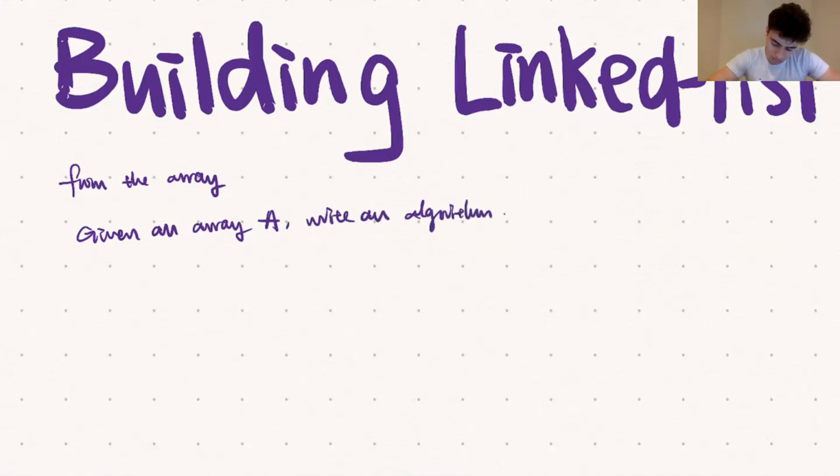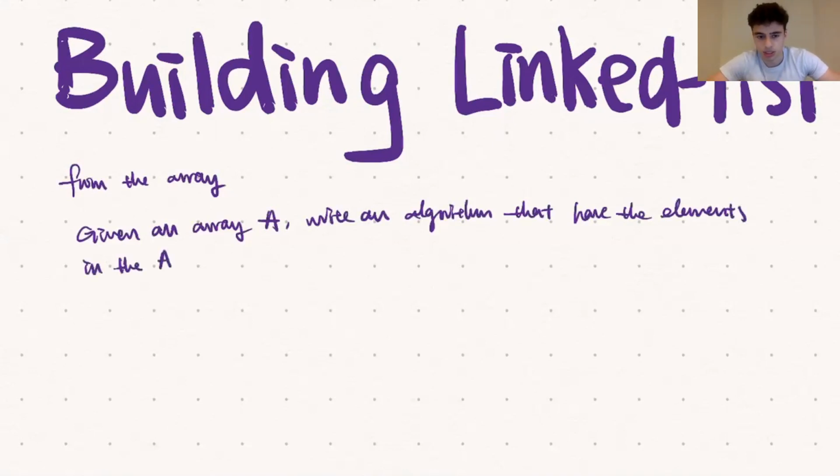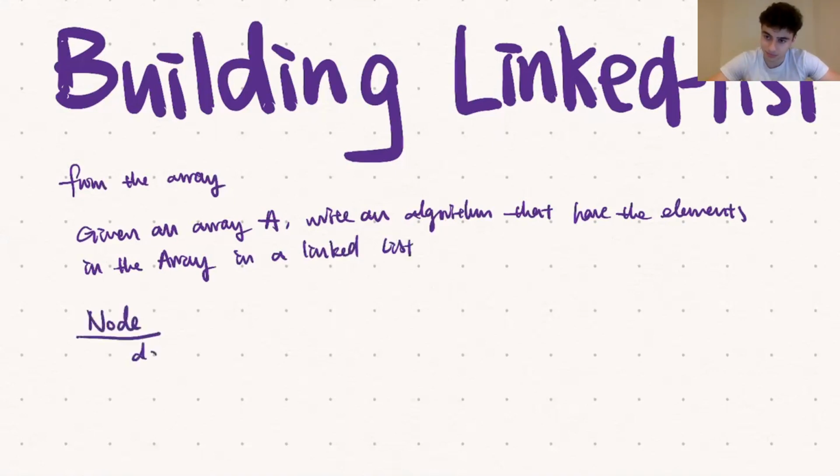To do this problem, we're going to need to recall what a linked list is. Now, a linked list is a data structure consisting of a collection of nodes which together represent a sequence. Now, a node is an object and a member of a linked list that has a data field and a reference to the next node in the list. So this sequence of nodes makes up and is called a linked list.